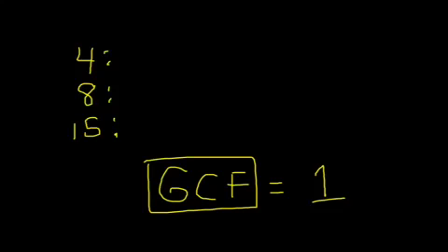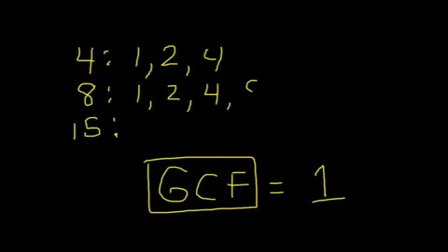Well, what are the factors that go into 4? 1, 2, and 4. What are the factors that go into 8? 1, 2, 4, and 8. And the factors that go into 15 are 1, 3, 5, and 15.